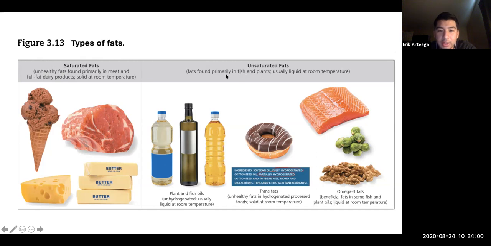Unsaturated fats found primarily in fish and plants, usually liquid at room temperature, right? We have the salmon here, Brussels sprouts, different nuts.